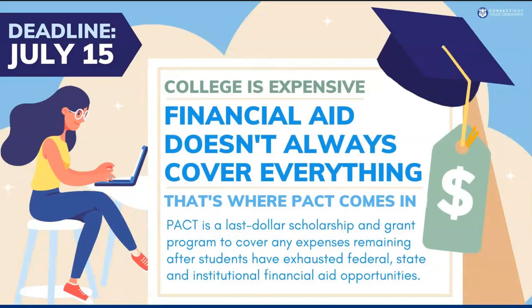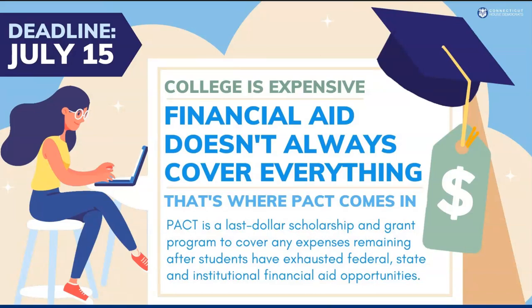Connecticut State has also launched a new initiative called Pact. We understand that college is expensive and financial aid doesn't always cover everything. And this is where Pact comes in. Pact is a last dollar scholarship and grant program to cover any expenses remaining after students have exhausted federal, state, and institutional financial aid opportunities. For example, if you are a student who only qualifies for partial Pell or partial state, Pact will be able to go ahead and cover the remaining costs of tuition and fees.